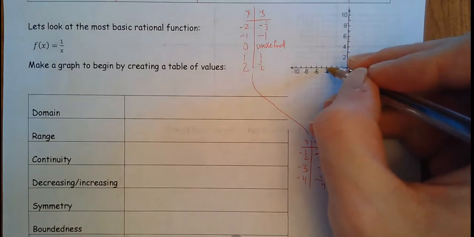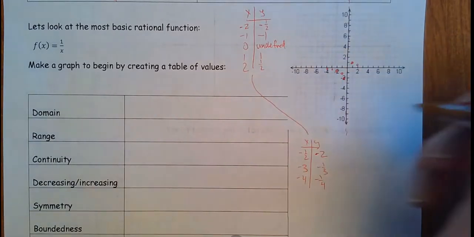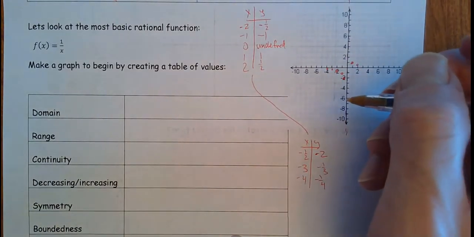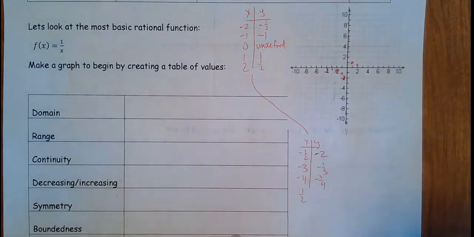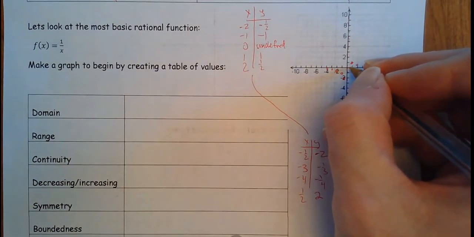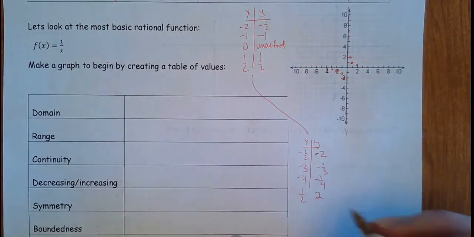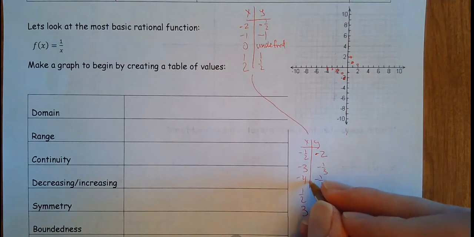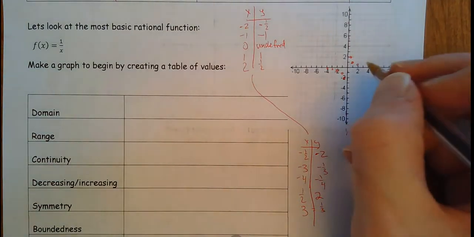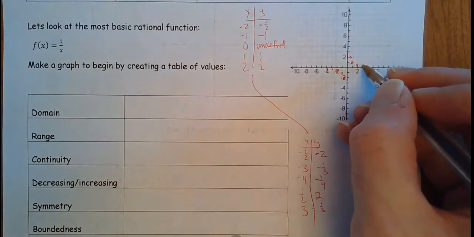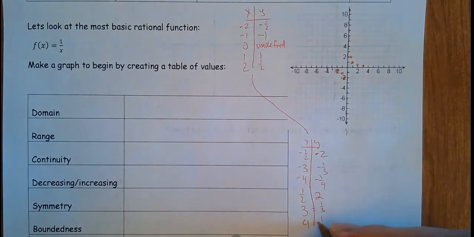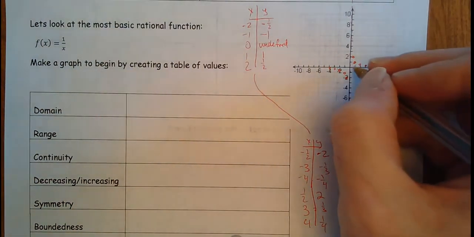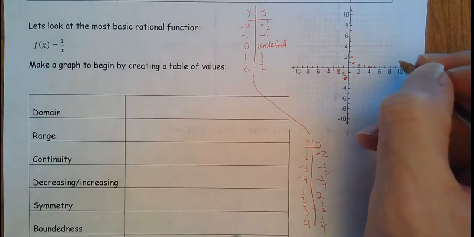So I go left 4, and that's going to be even closer to the x-axis. Let's try 1/2. I plugged in 1 divided by 1/2. That equals 2, so if I go over 1/2, I go up 2. Let's try 3. That would be 1/3, so if I go right 3, it'd be up 1/3. If I plugged in 4, it'd be 1/4, so right 4, up 1/4.